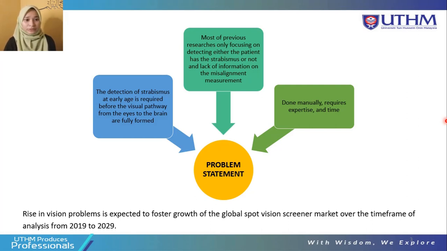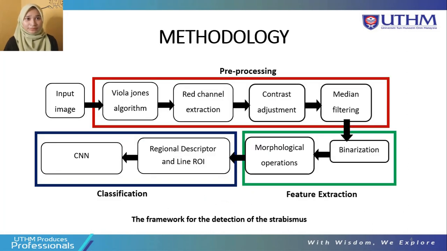Next, most of the previous research only focuses on detecting whether the patient has strabismus or not, and it lacks information on the misalignment measurement. And lastly, it is usually done manually at the clinic, and it requires expertise and time to get the diagnosis results. Also, the rise in vision problems is expected to foster growth of the global spot vision screener market over the time frame of analysis from 2019 to 2029. Therefore, we created this system to act as a pre-screening tool to help with one of the vision problems, which is strabismus.